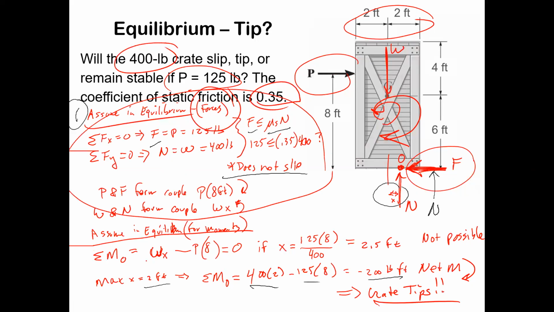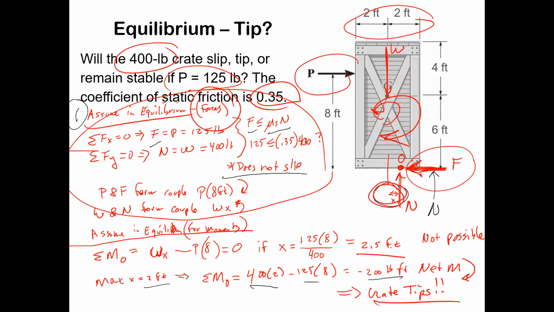Now we can do the moment equation, Wx, the weight times this distance x, that's how far we are away from the center line, gives us a counterclockwise moment minus P times 8 gives us a clockwise moment equals 0. We can solve for x, this other unknown, which then equals 2.5 feet. In that circumstance, 2.5 feet is beyond the right corner of that crate. Therefore, the crate is actually tipped over.